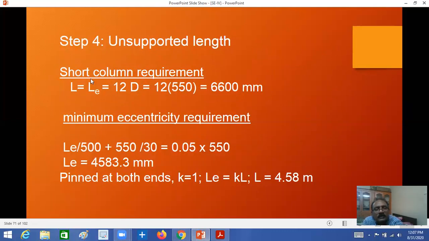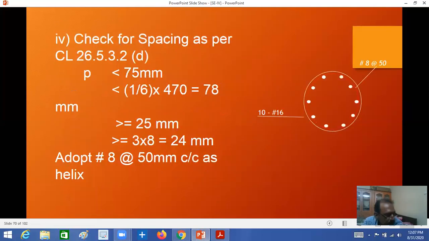Now see what is LE, 12D. 12D is equal to 12 into 550, that is 6,600 mm. Now minimum eccentricity requirement: L by 500 plus D by 30, that is 4,000 by 500 plus 550 by 30, which is equal to 83.3 mm. That is 0.05 into 550. Hence, L equal to L. So here 4.5 meters, which is less than 6.6 meters. So this holds good. It is a short column.